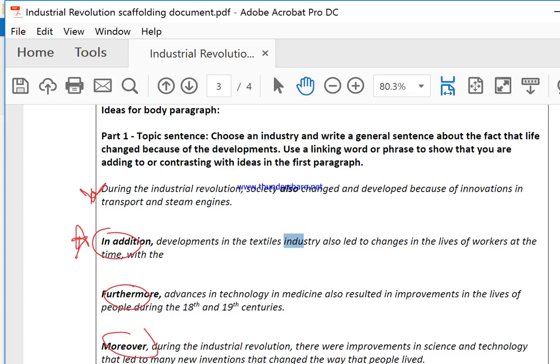The second one is: Developments in the textiles industry led to changes in the lives of workers at the time. The next one says: Furthermore, advances in technology in medicine also resulted in improvements in the lives of people during the 18th and 19th centuries. And the fourth one: Moreover, during the Industrial Revolution, there were improvements in science and technology that led to many new inventions and changed the way people lived. So those are just ideas of body paragraphs you can do. We've already talked about those.